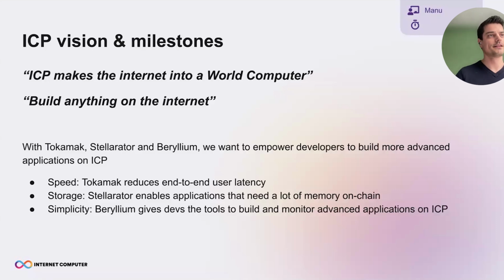And the 3 milestones you can summarize as they're about speed, simplicity, and storage. Speed is going to be about Tokamak, which is purely about reducing end-to-end latency, making things nicer to use for the users and enabling more latency critical applications. We're going to talk about storage in the Stellarator milestone, which enables applications that need a lot of memory on chain. And we're going to talk about simplicity with the Beryllium milestone, which gives devs the tools they need to build advanced applications on chain.